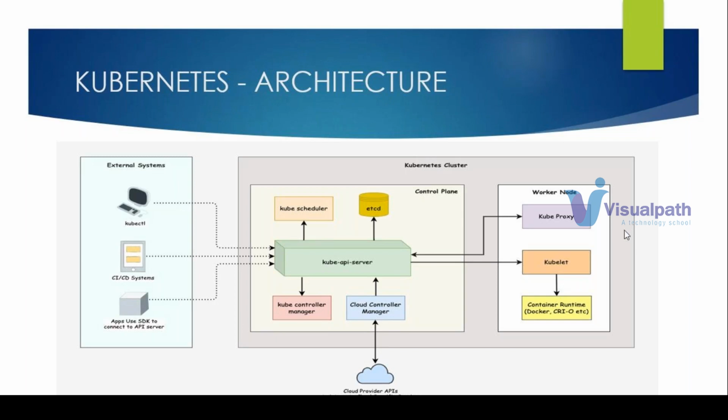Similarly, on the worker node, we have three items: kube proxy, kubelet, and container runtime. We were talking about Docker. Similar to Docker, there are certain other container runtimes also, that's CRI-O and containerd, and these things are also available and can be used as a container runtime.